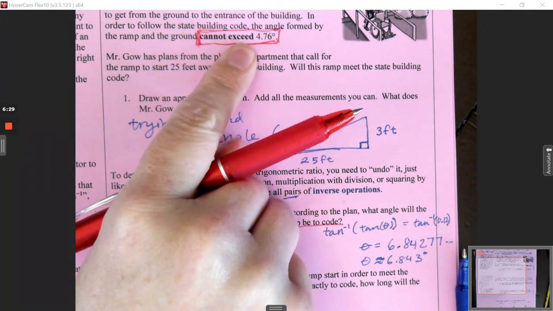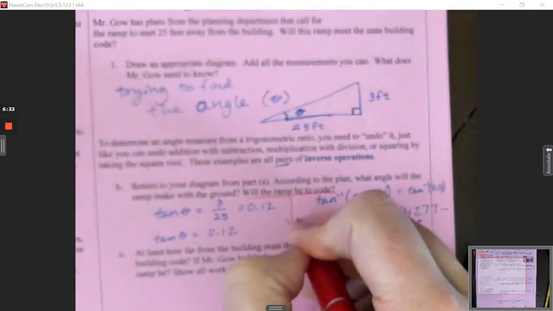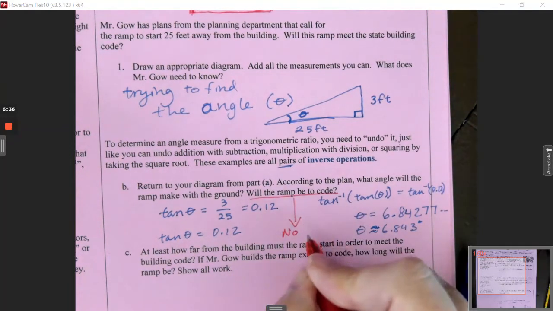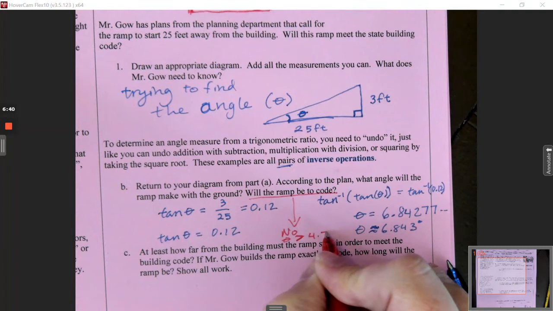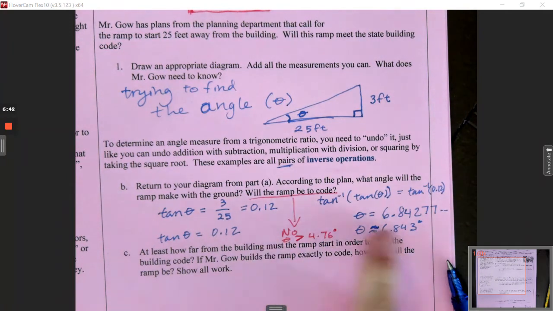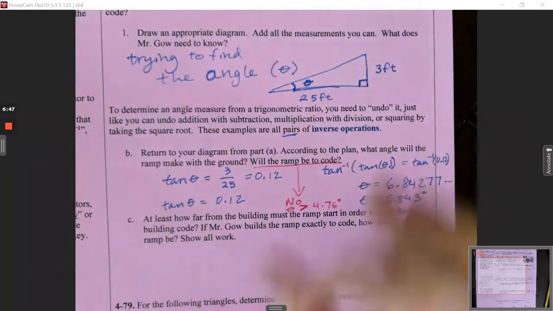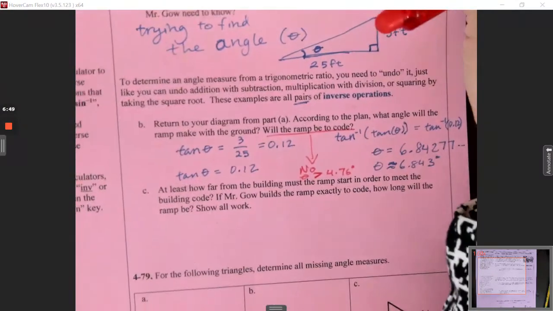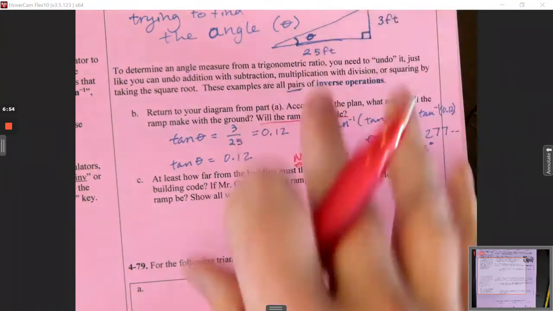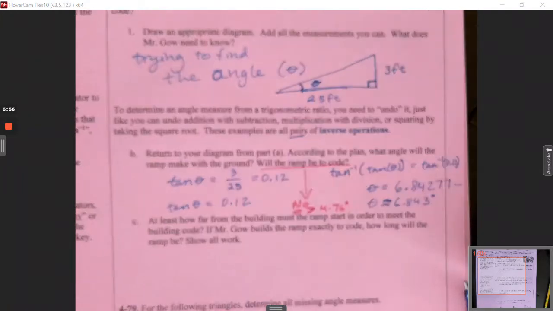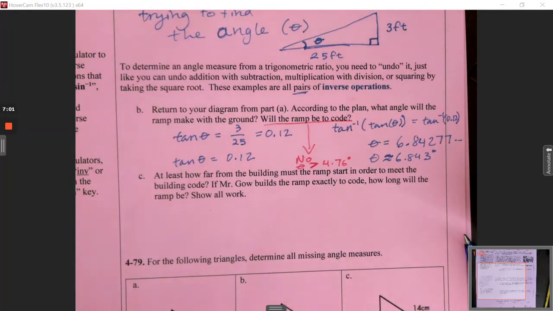So now here's the next question. How far must the building ramp be in order to meet the building code? If Mr. Gao builds the ramp exactly to code, how long will the ramp be? It's the same idea. We've got the same triangle. I know that this is 3 feet. I don't know this. This is what I'm trying to figure out now.